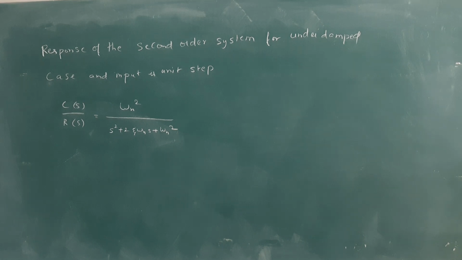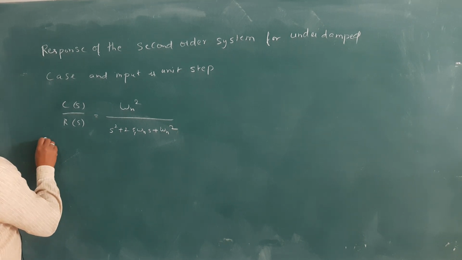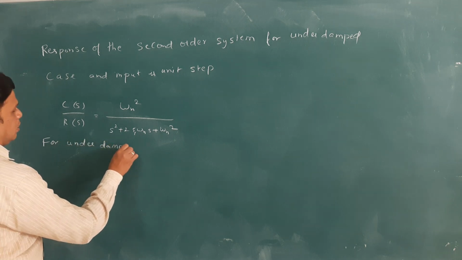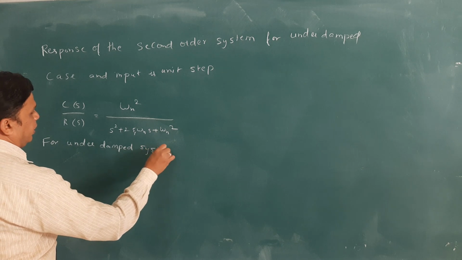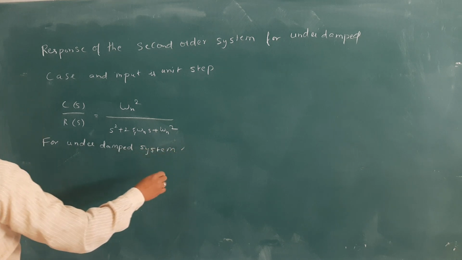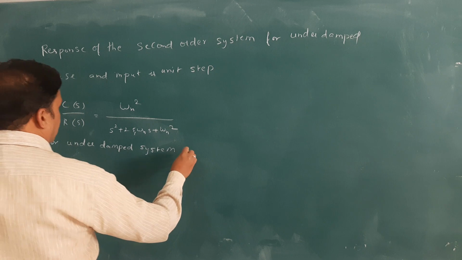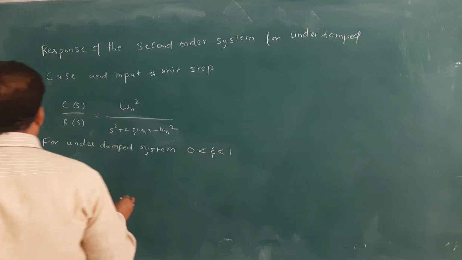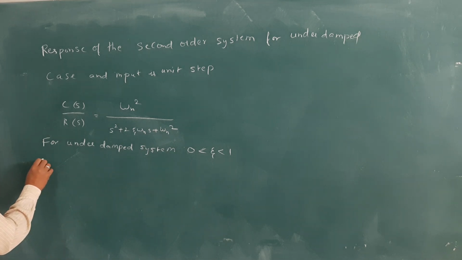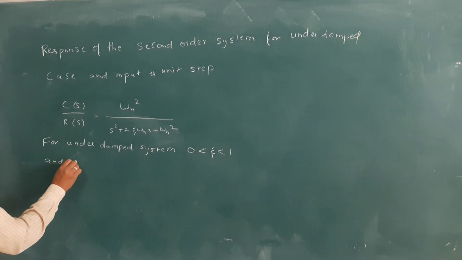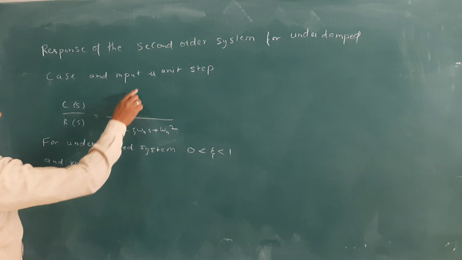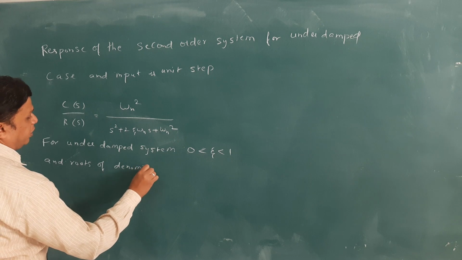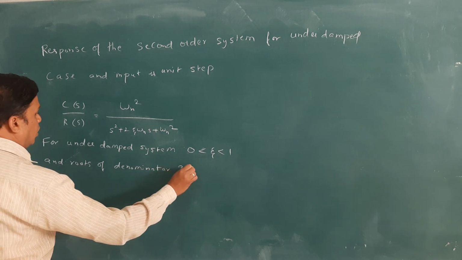So for an underdamped system, what we write is that the zeta value lies between 0 and 1, that is 0 less than zeta less than 1. Here the roots of the denominator, which is a quadratic equation, are complex conjugates.